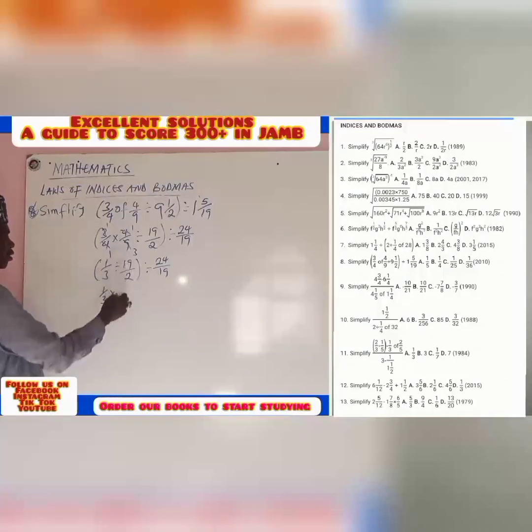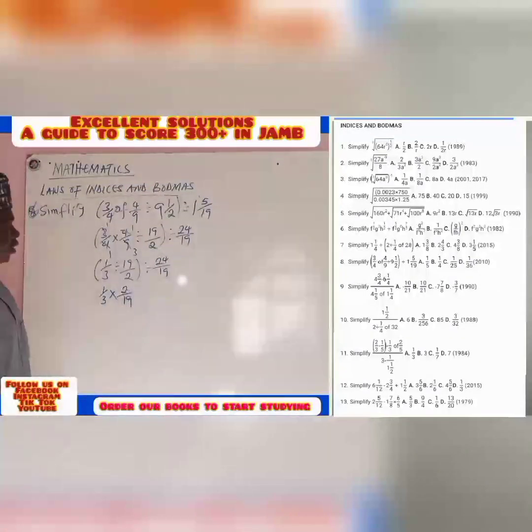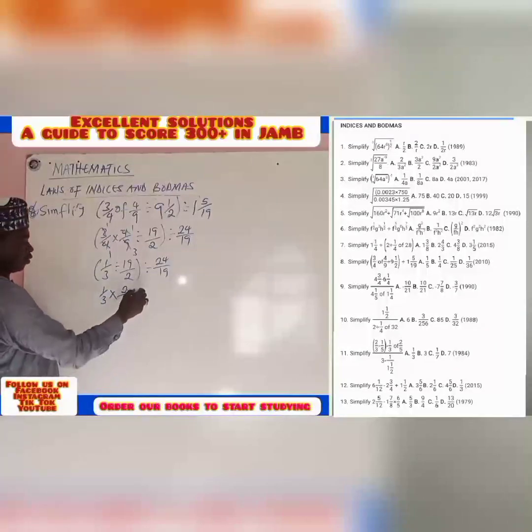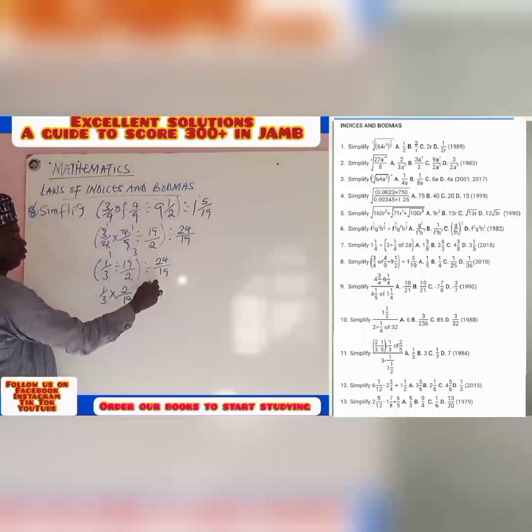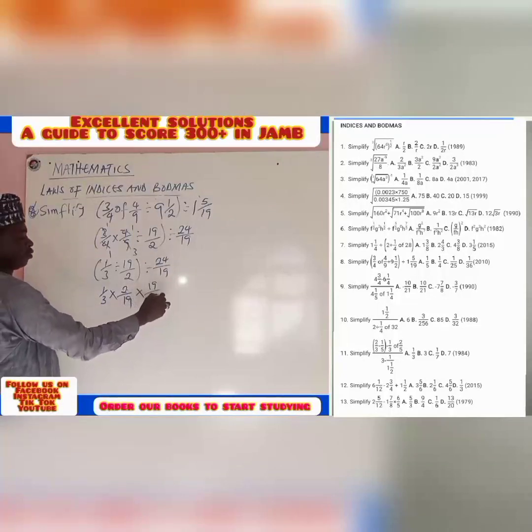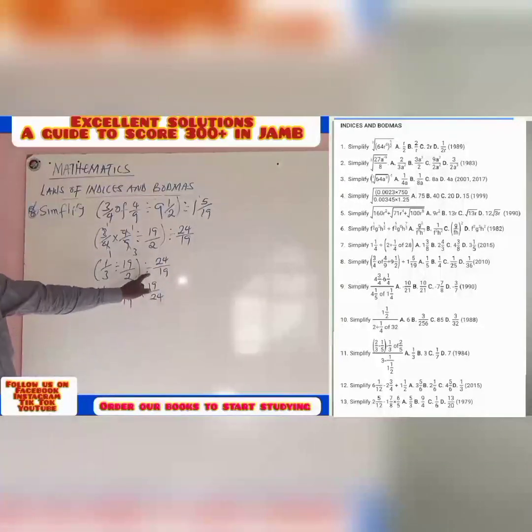then times, we now have 1/3 divided by, so this can now be times, we take the reciprocal, which will be 2/19. And here, since we are dividing it, we can also say times, taking this reciprocal, we have 19/24. Also, since it is a division.